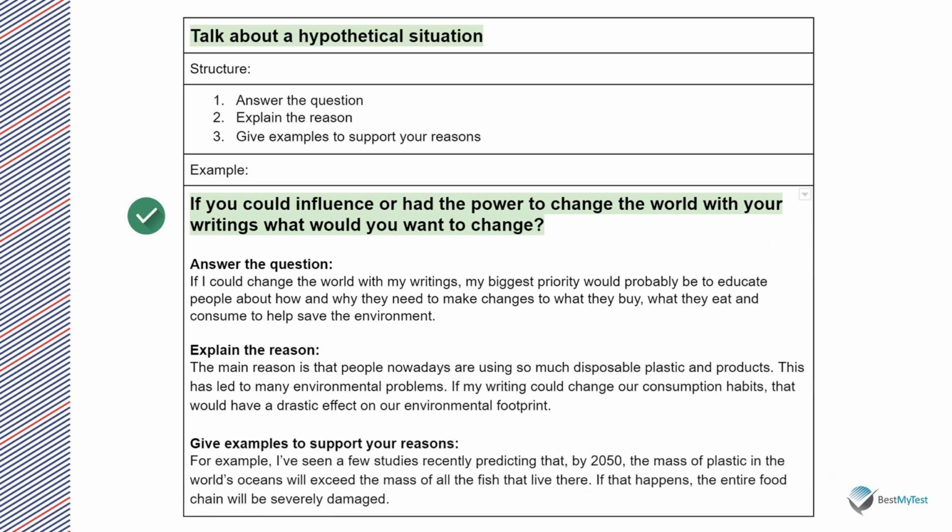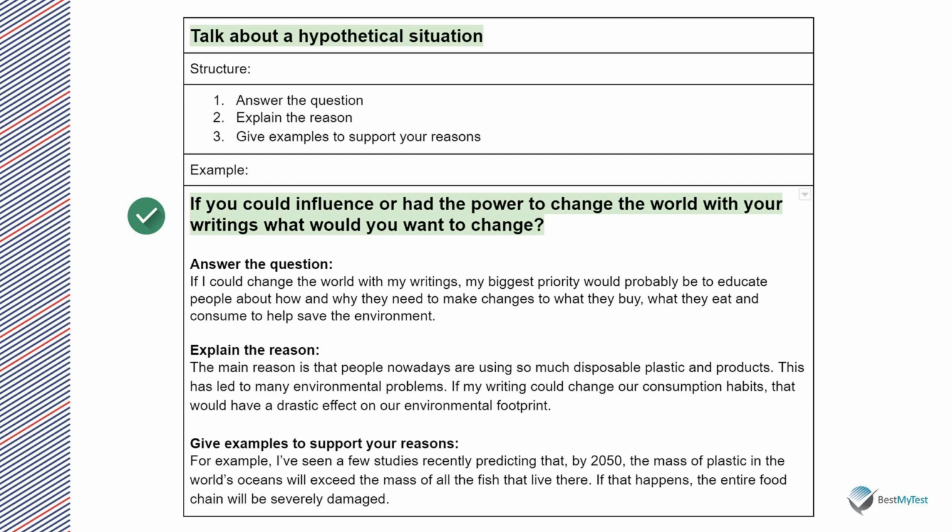If I could change the world with my writings, my biggest priority would probably be to educate people about how and why they need to make changes to what they buy, what they eat, and consume to help save the environment. The main reason is that people nowadays are using so much disposable plastic in products that this has led to many environmental problems. If my writing could change our consumption habits, that would have a drastic effect on our environmental footprint.